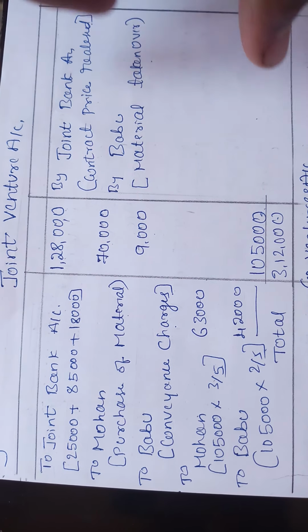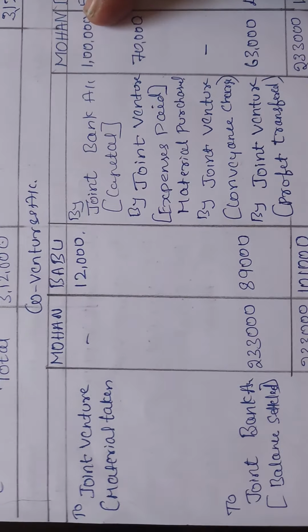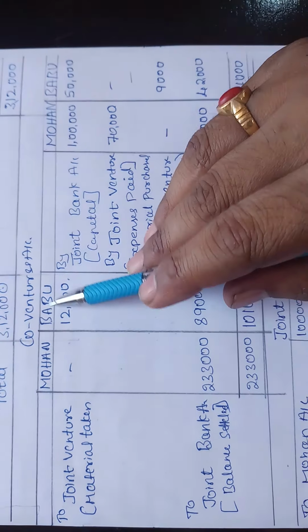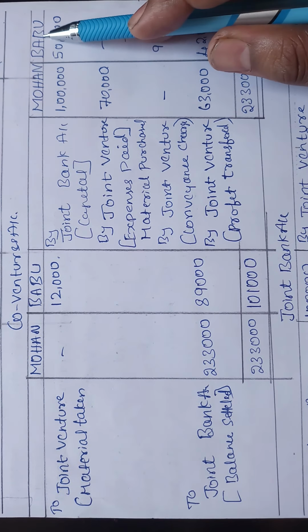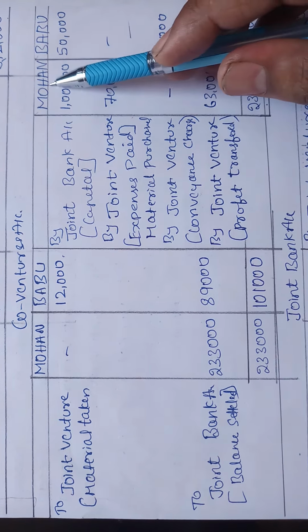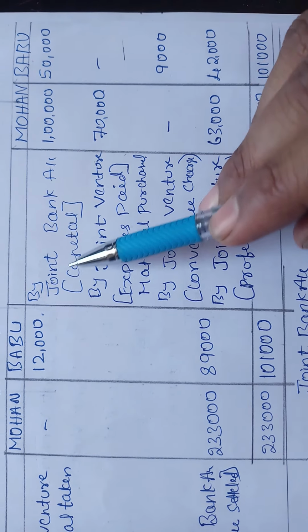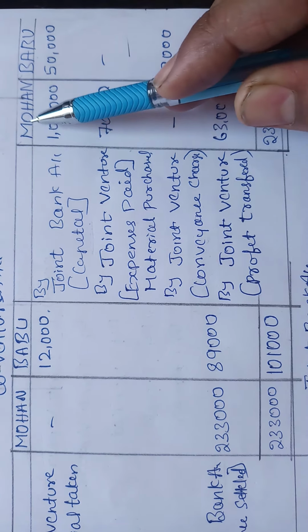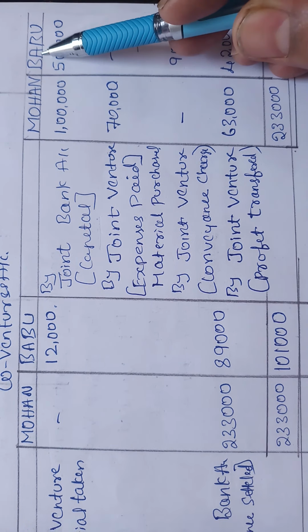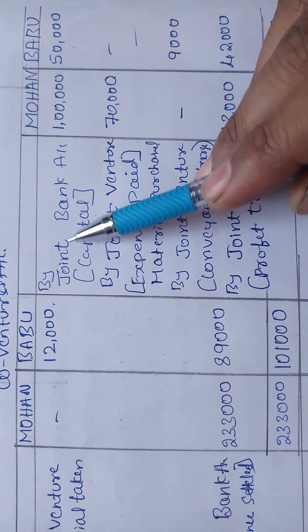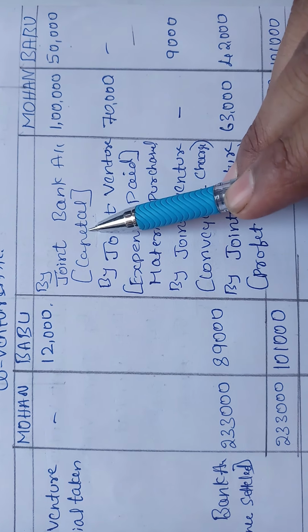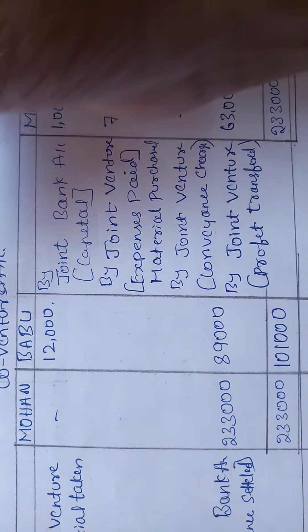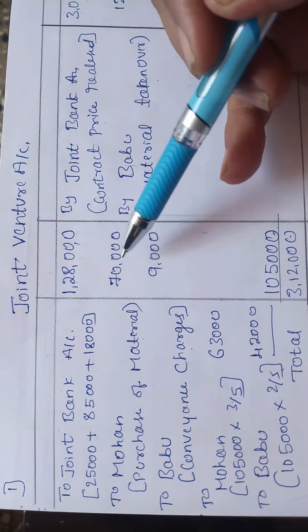It is very easy. Now let us prepare the co-ventures account. So I have drawn the columns Mohan and Babu, and inserted two columns for co-ventures. Now first, Mohan and Babu are introducing the capital. So by joint bank account, capital introduced: Mohan is introducing 1 lakh and Babu is introducing 50,000. So after this transaction, we have to make the double entry. So here, come to the joint venture account.